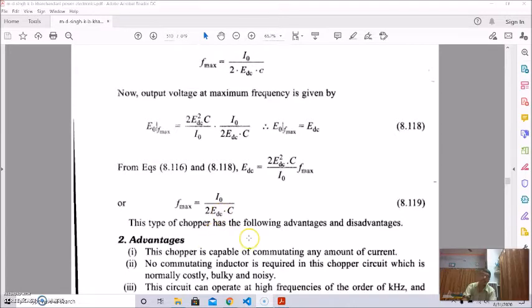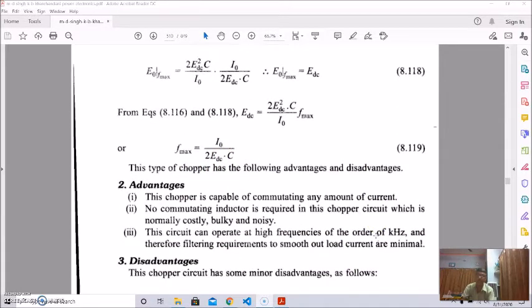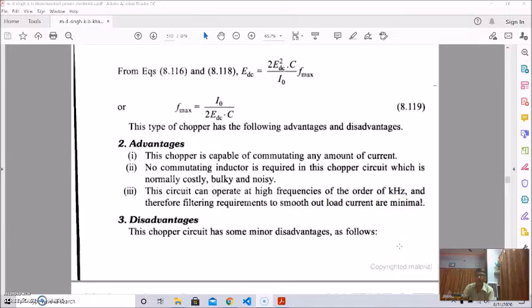So this type of chopper has several advantages and disadvantages. The advantages: the chopper is capable of commutating any amount of current, and no commutating inductor is required in this chopper circuit, which is normally costly, bulky and noisy. And this circuit can operate at high frequencies of the order of kilohertz, and therefore filtering requirements to smooth out the load current are minimal.